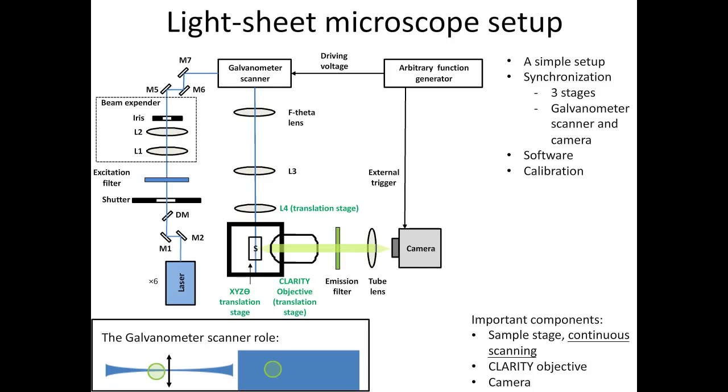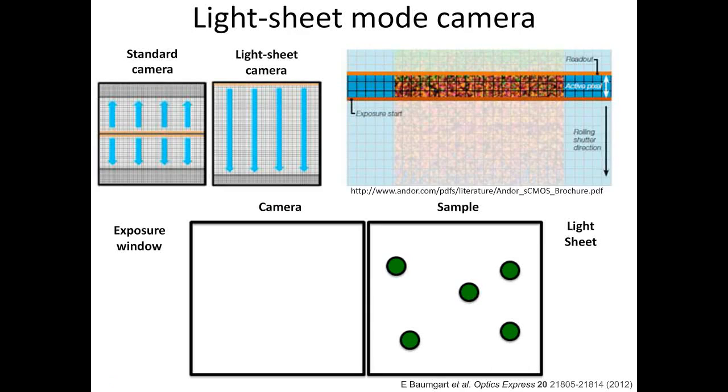So what are the important components that you need in this setup? First of all, it's the sample stage. In order to achieve a frame rate of something like 45 frames per second, I'm using continuous scanning. It means that the sample is moving continuously while the camera is capturing images. If you wait until the stage settles, you won't be able to achieve 45 or 50 frames per second. The clarity objective I already talked about, and the camera is also a very important component.